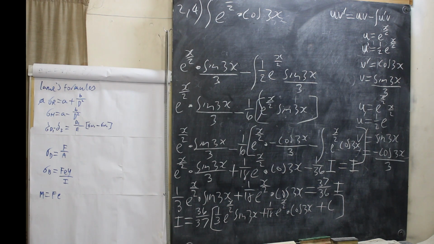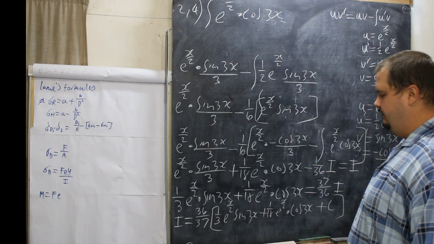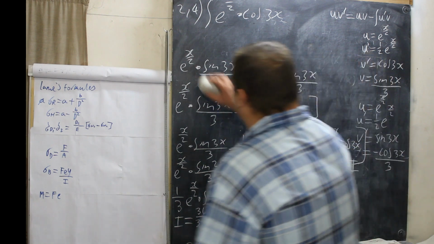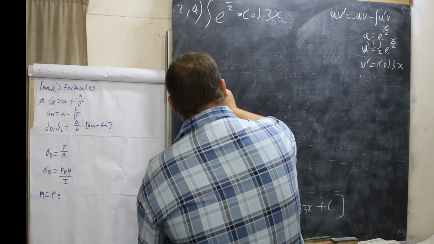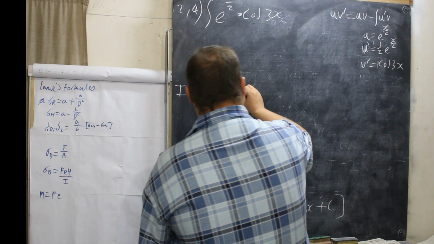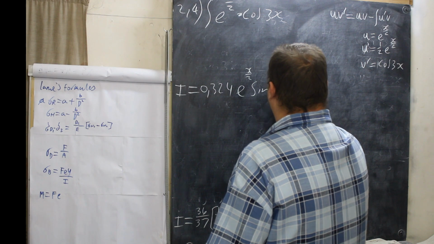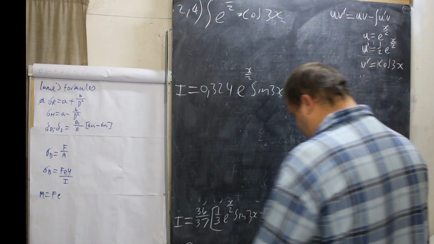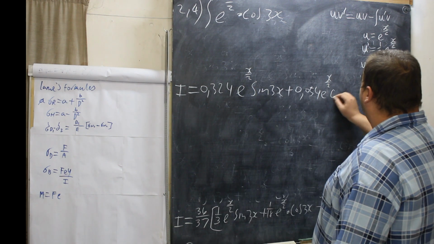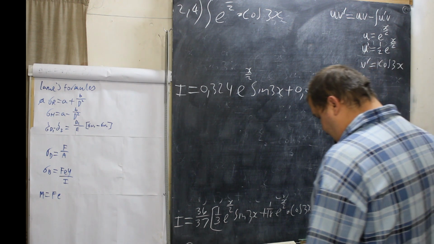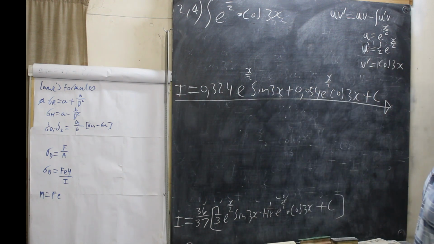So now we multiply each number by 36 over 37, and in that case we get a decimal, and that decimal is I equals 0.324 e to the x over 2 sine 3x plus 0.054 e to the x over 2 cos 3x plus c. And that is your final answer.